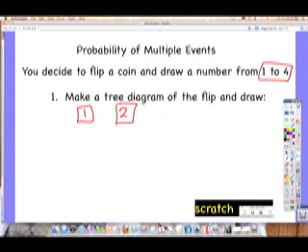Okay, so I hold up 4 cards. And then I'm like, all right, Kaylee, choose a card. So she chooses one. Maybe she literally gets 1. But then she has to flip a coin. So after she gets card 1, she flips a coin. And what could she flip?